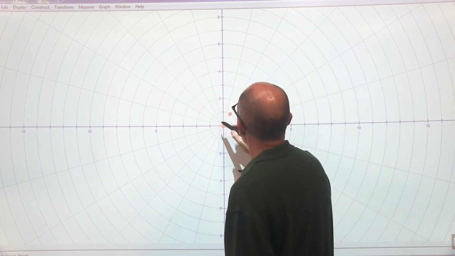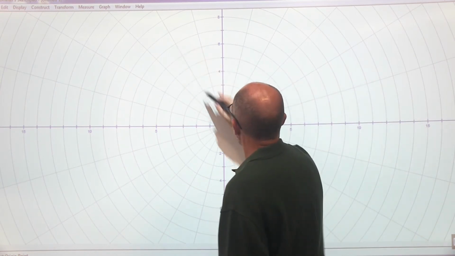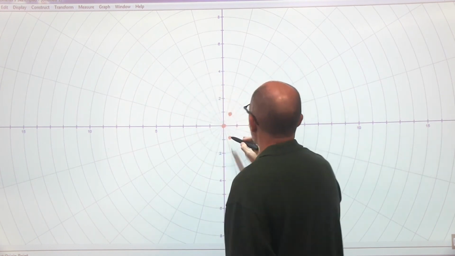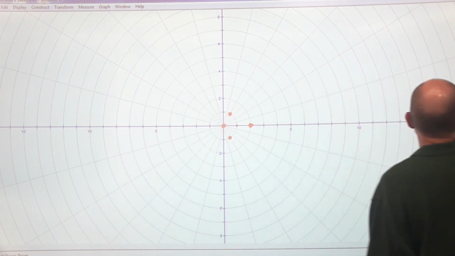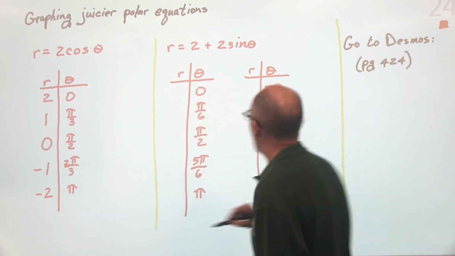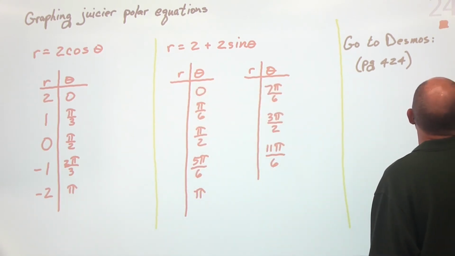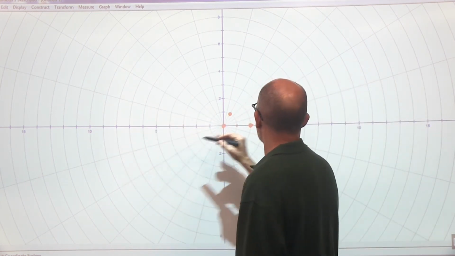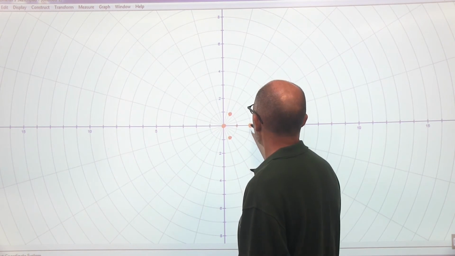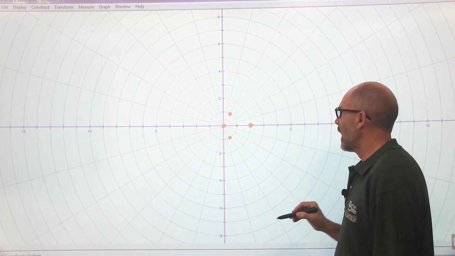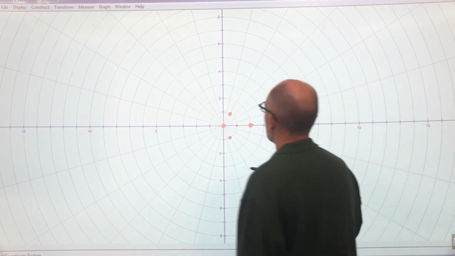So where's 2 pi over 3? It's up this way. But I go negative 1 from there, so that means I'm going down to here. So 1 away from the 2 pi over 3. And then the last point that I did was negative 2 at pi. So here's pi directly to the left, and I'm going 2 away from that, so I'm basically back where I started. Now, if I wanted to, I could get some of the angles in between.